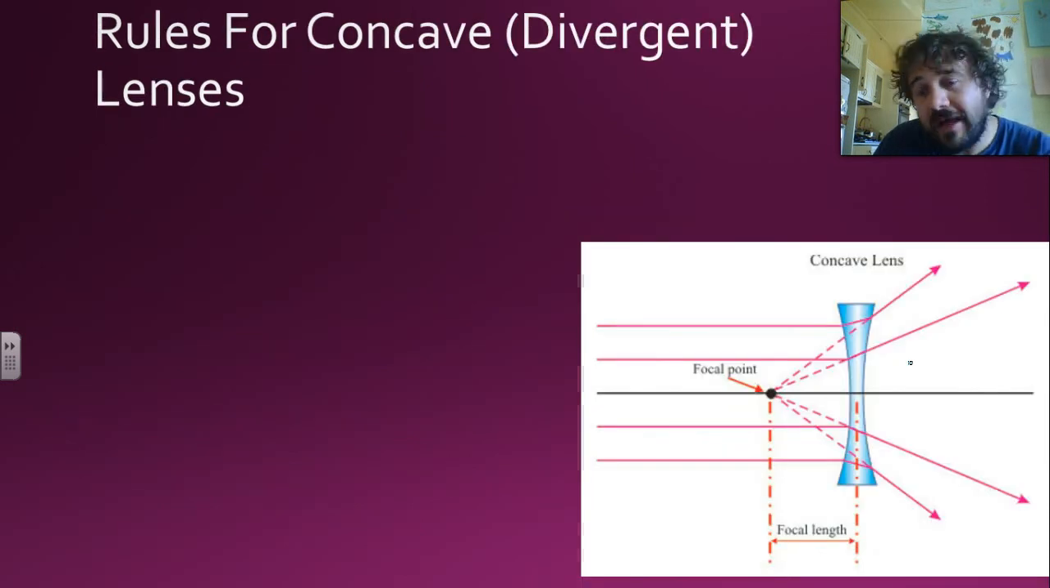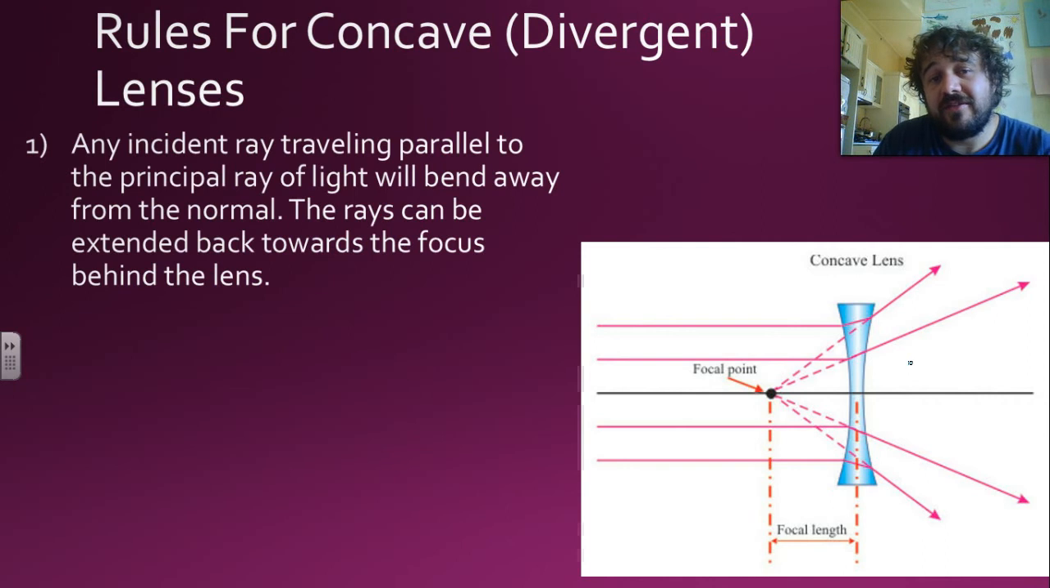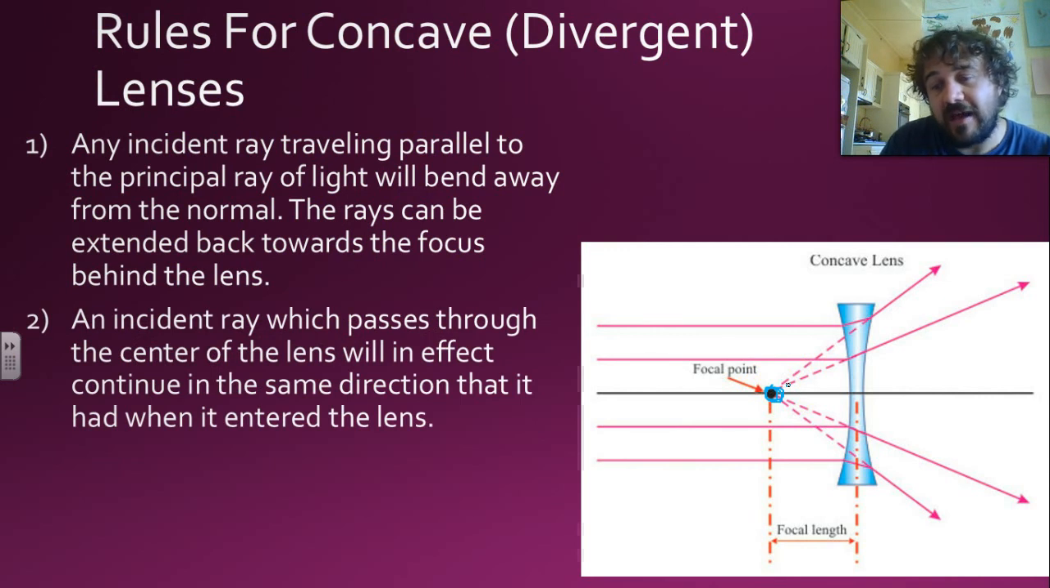Okay. Concave is a little bit different. An incident ray traveling parallel, again, to the principal ray, that's the center one, will bend away from the normal, up this way. These rays, you can extend them back towards the focus. So the focus is here. Basically, the focus doesn't exist on the other side of the lens. The focus actually exists on the side of the lens that the light is coming from, so behind the lens. And again, the center one just keeps going straight through.